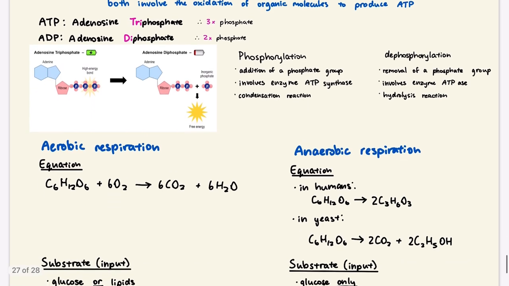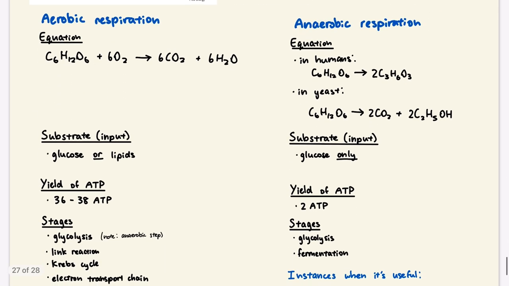So now comparing aerobic and anaerobic respiration. In aerobic respiration, the equation is that glucose and oxygen form carbon dioxide and water, and this is the balanced symbol equation here. Whereas in anaerobic respiration, we have in humans glucose forming lactate, which is also known as lactic acid, and in yeast we have glucose forming carbon dioxide and ethanol.